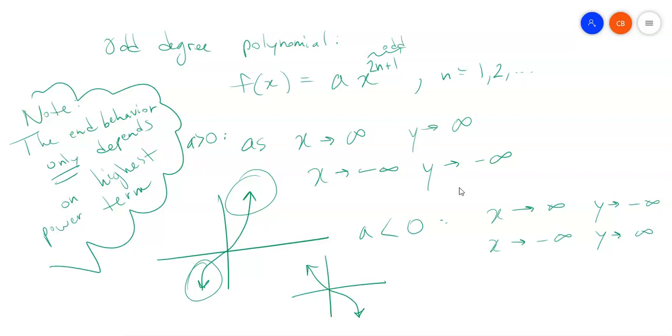Now, in the next video, we will try some examples about this, and then we'll start talking about some of the other features of polynomial functions.